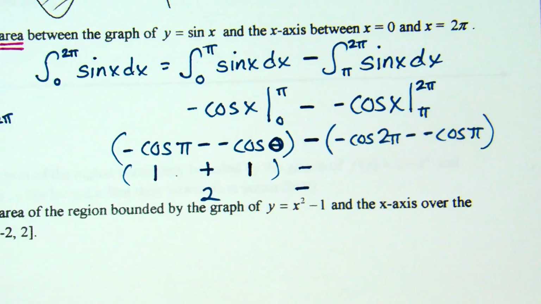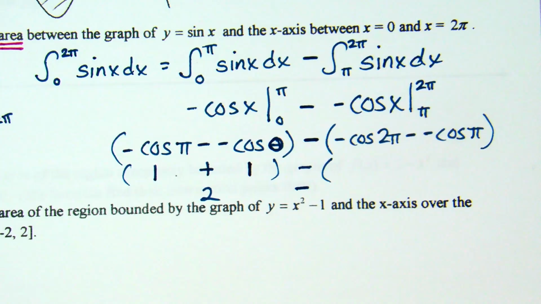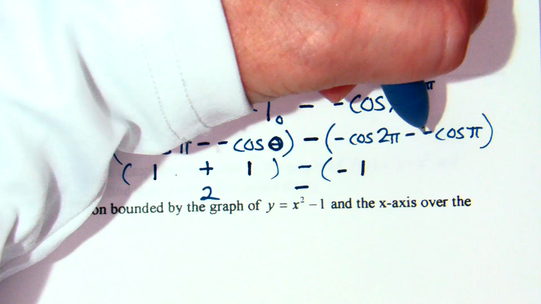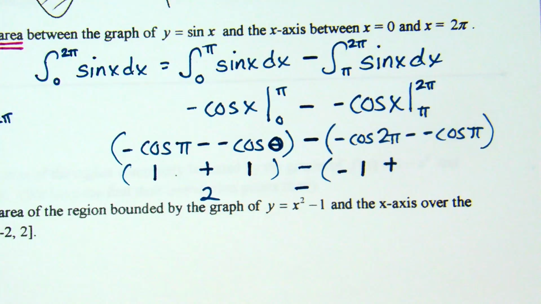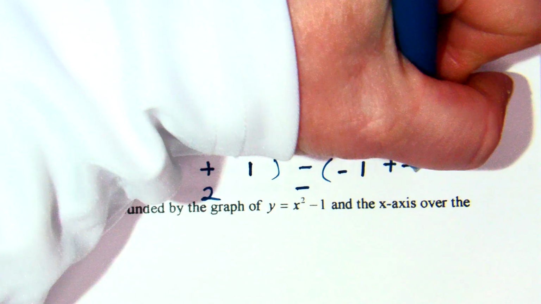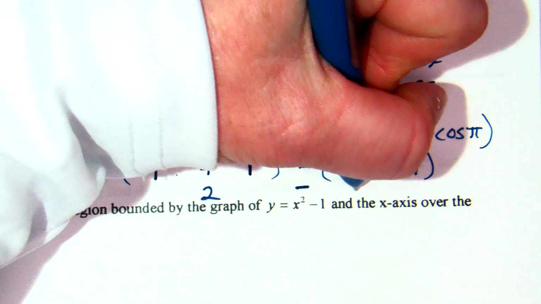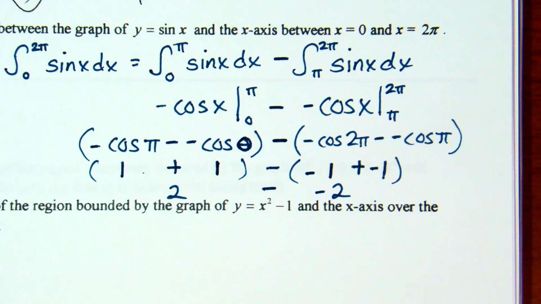Minus, other set of parentheses, negative cosine of 2 pi, negative 1. Minus negative, so I'm automatically going to say plus there, cosine of pi, negative 1. Negative 1 plus negative 1, the way I have this set up, is negative 2. I now have 2 minus negative 2, which is 4.